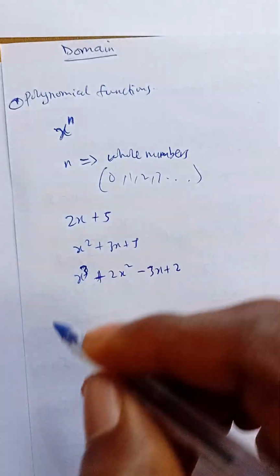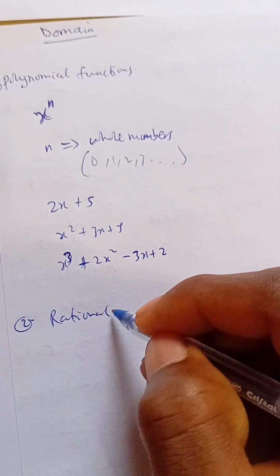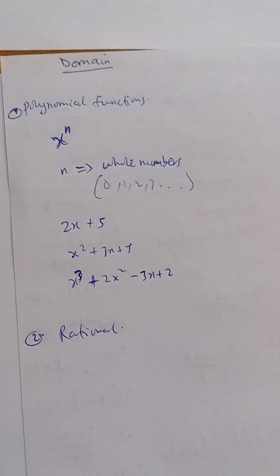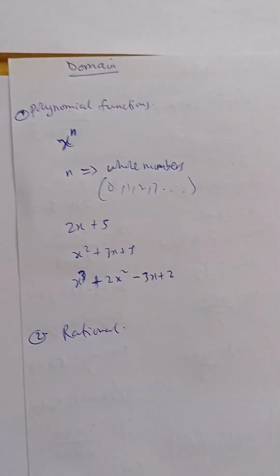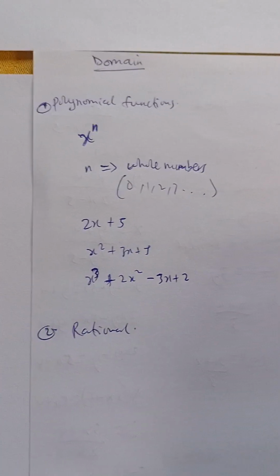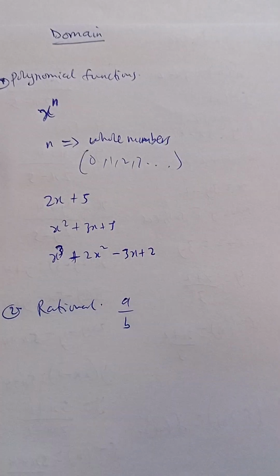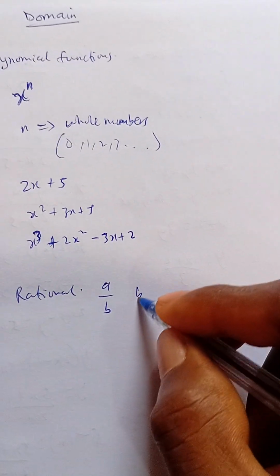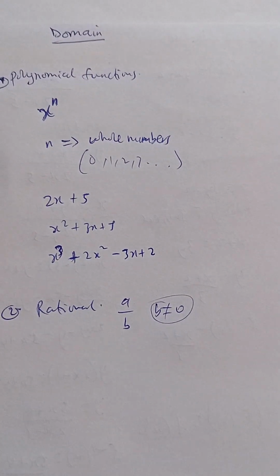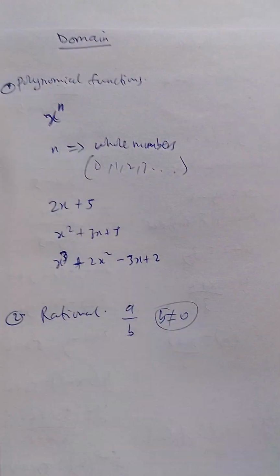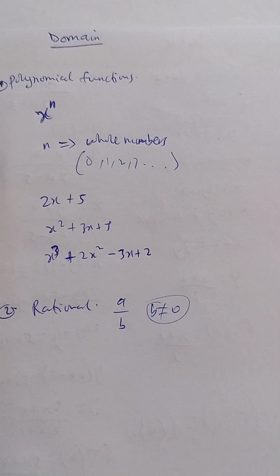So rule number two, rational functions. What is a rational function? A rational function is a ratio of two polynomials. In other words, a rational function is of the form a over b, where b is not equal to 0. Why? Because we do not want to violate any mathematical rules. If you take your calculator and punch 5 over 0, it will give you math error. Yes, it is undefined.